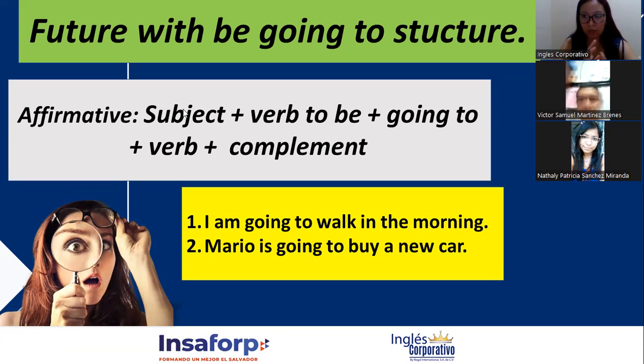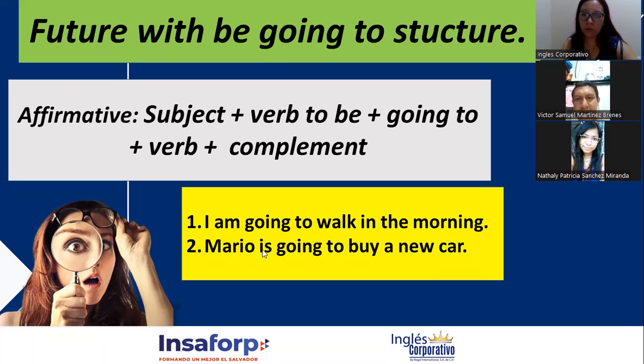Mira. Para oraciones afirmativas, usted va a utilizar el sujeto plus the verb to be plus auxiliary going to plus the verb plus complement. Esa es la estructura para hacer oraciones afirmativas en futuro, usando el auxiliar going to y el verbo to be, Victor. Esa estructura puesta en oración se mira de esta forma: sujeto, verbo to be, auxiliar going to y el verbo. I am going to walk in the morning. Yo voy a caminar en la mañana.